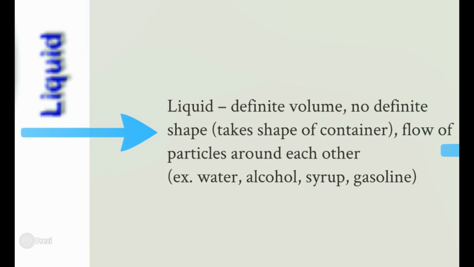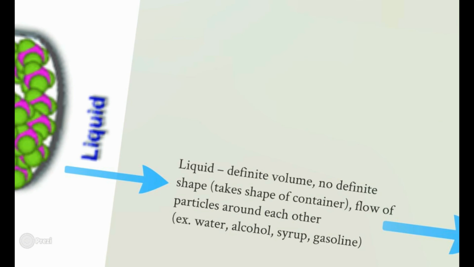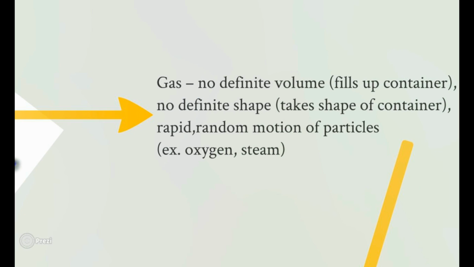Okay, flow of particles around each other. Examples are water, alcohol, syrup, gasoline. Last but not least, gas. Neither is definite. You'll see it here in a second. So no definite volume, no definite shape.